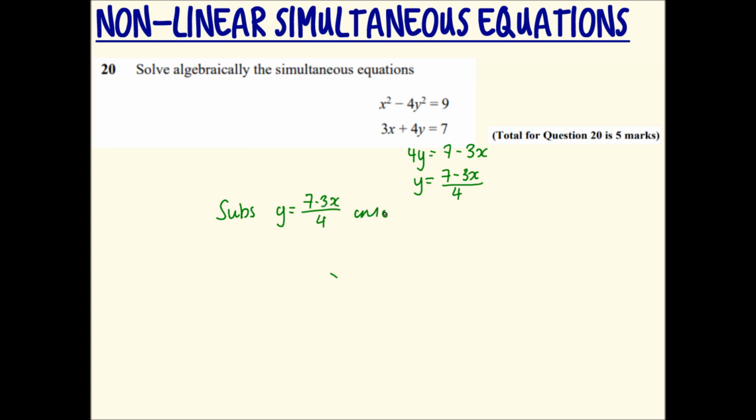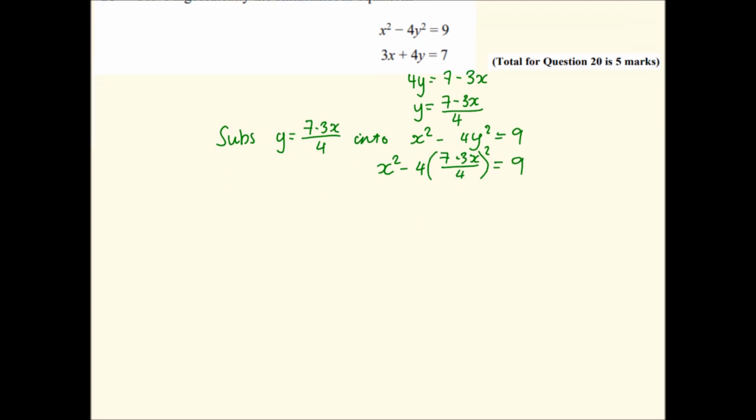Now this is what I want to be substituting into our non-linear simultaneous equation. So in this case, that's x squared minus 4y squared equals 9. So we can't do anything to the x squared, but we are subtracting 4 lots of y all squared, which we can now express in terms of x as (7 minus 3x) over 4. So we now have what will be a quadratic equation just in terms of x, which means we're going to be able to solve it either by factorising or using the quadratic formula. But to do so, we're going to need to obviously simplify this and set it equal to 0.